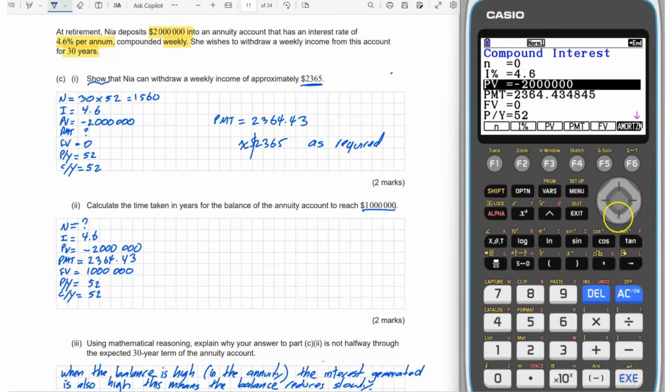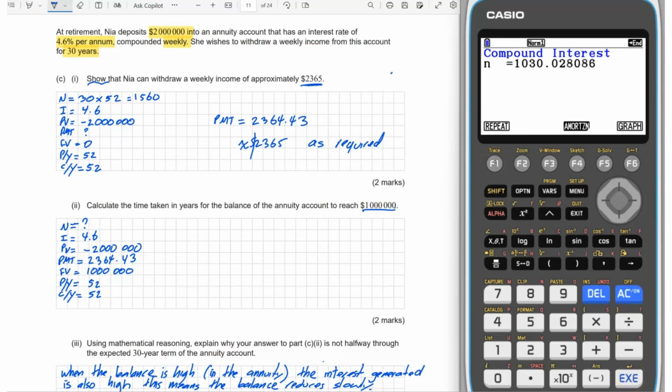Okay, so 4.6, 2 million. We'll just make sure we've got the right decimal places here. So remember, it's always dollars and cents. So 43. Oops. The future value was going to be 1 million. And we're still doing everything weekly. Okay, so we'll solve for n. So n is going to equal 1030 point, oh, that looks a bit messy, doesn't it? 1030.03.